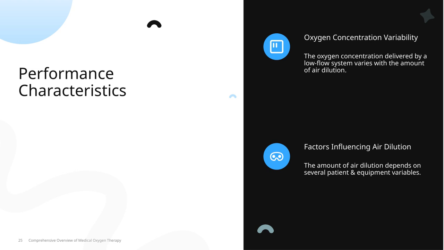This variation is important to understand because it impacts how we assess and adjust oxygen therapy for each individual patient. So, the key takeaway here is that oxygen concentration isn't always constant. It can fluctuate depending on these factors. Recognizing this variability helps us ensure that we're providing safe, effective oxygen therapy tailored to each patient's needs. And this connects back to the overall theme. Understanding how different variables influence oxygen delivery allows us to optimize patient care effectively.